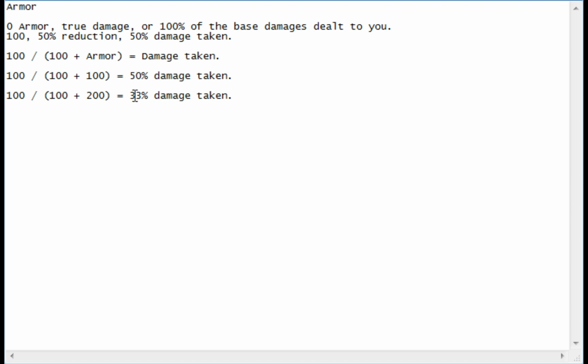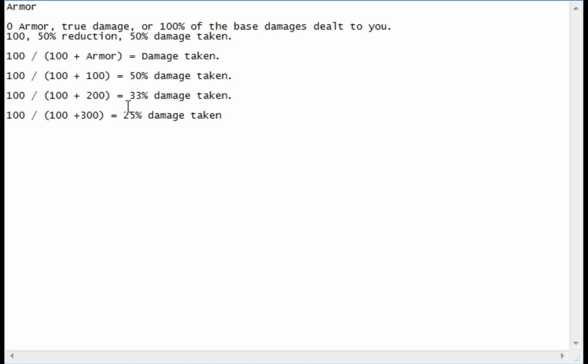So something you need to keep an eye on and you need to kind of think about ahead of time is the more armor you buy, the less it's going to affect you because you're never going to have 100% damage reduction. It's always going to be in between 0 and 100. So the more armor you have, the less effective it will be. So let's look at 100 over 100 plus 300, which means you have 300 armor, you're only going to be having 25% damage taken. That's only 8% better.